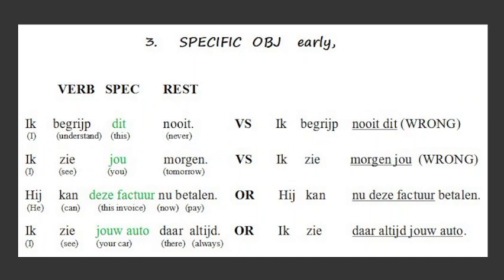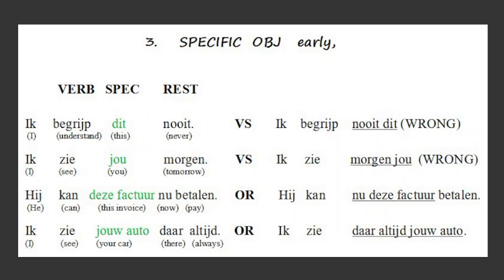This third guideline is quite important and may be new to you, especially if you compare it to English. If you use a specified object or person in a sentence, the safe thing to do is to use it relatively early in the sentence, especially if it is just one word, as in the first 2 sentences. Ik begrijp dit nooit. Ik zie jou morgen.